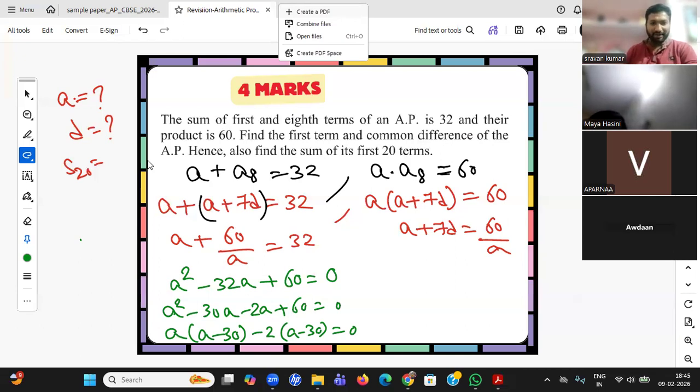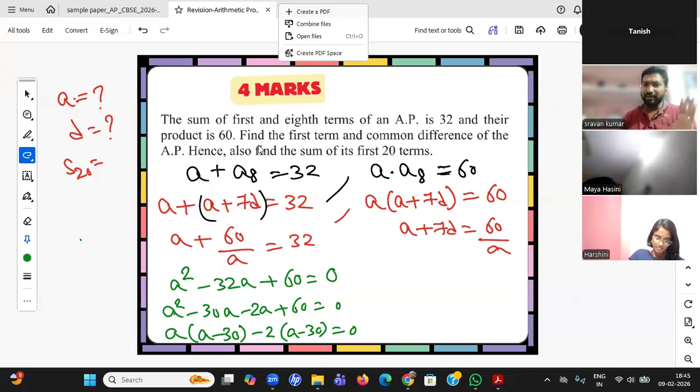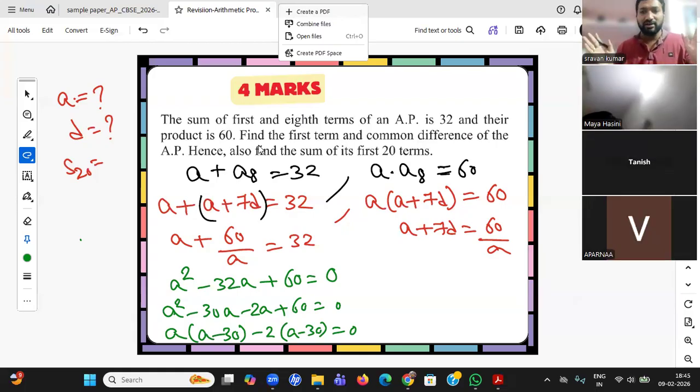So you see, it's a quadratic equation. A quadratic equation will always have two solutions. Yes, Tanish, till there it is right. Harshini, till there it is right. Which solution to take? Case 1, you take one case. Case 2, you take another case. Finally, you see whether you are getting all the things positive, then you can say both the answers are right.